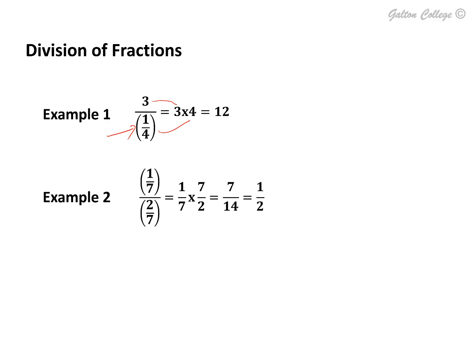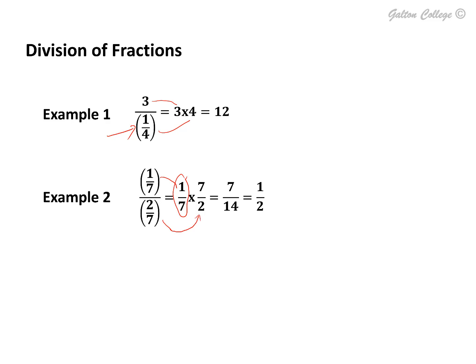1/7 divided by 2/7. It's the same thing. It's exactly the same process. Our number here is 1/7, so we write that down. There it is there, 1/7. This is our divisor. We invert it, we turn it upside down, and we multiply.